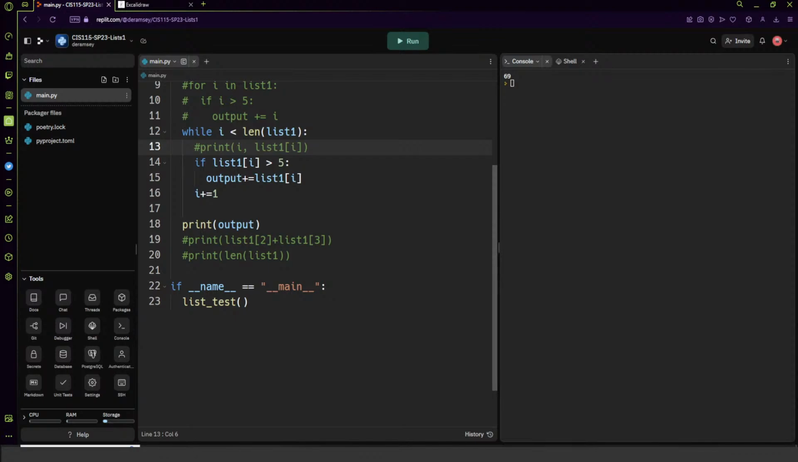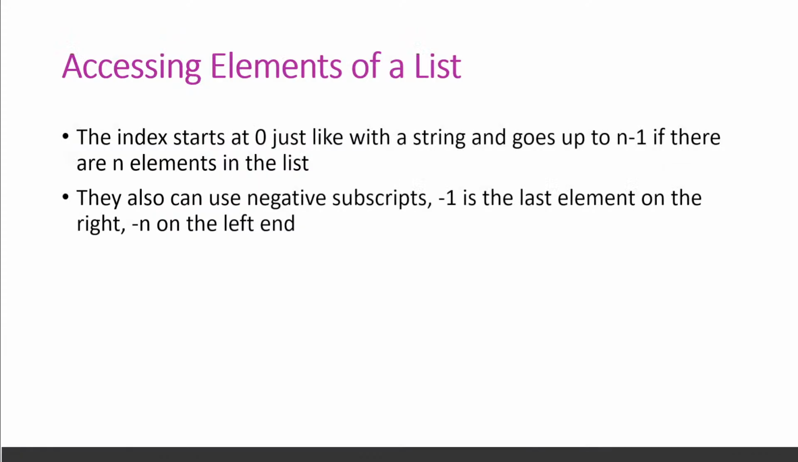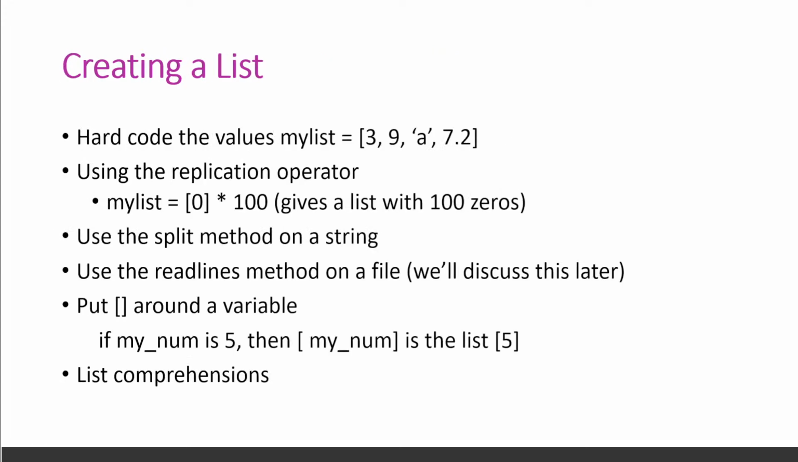So just really quickly, just to commit it to the record, we've seen how we can access elements in a list, right? We do it the exact same way that we access individual characters in a string that we talked about last time. And we have many different ways that we can create a list. One of which is the way that we've been doing already, which is hard coding values. Another is using the replication operator.